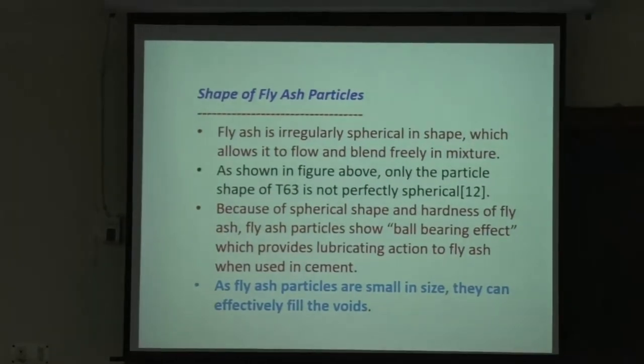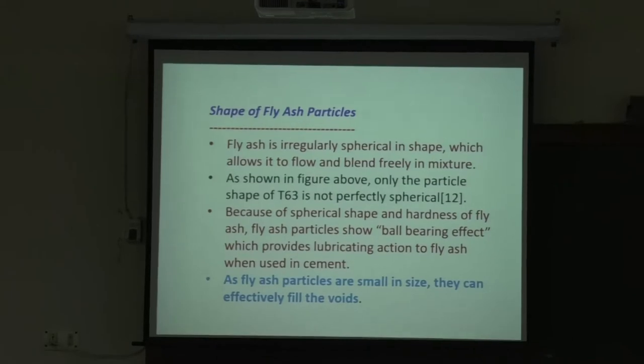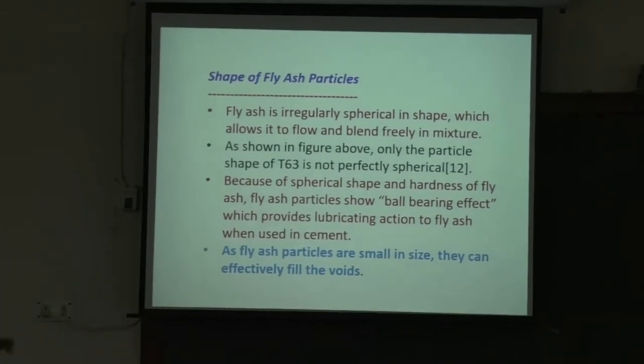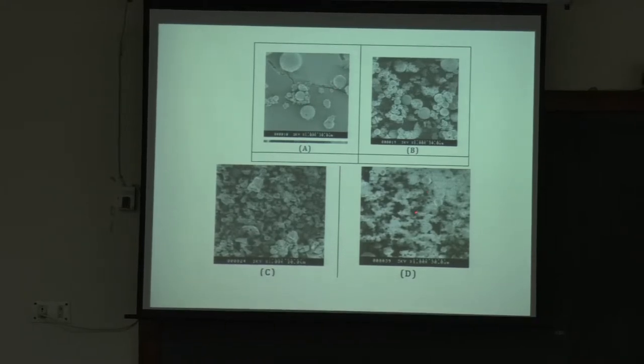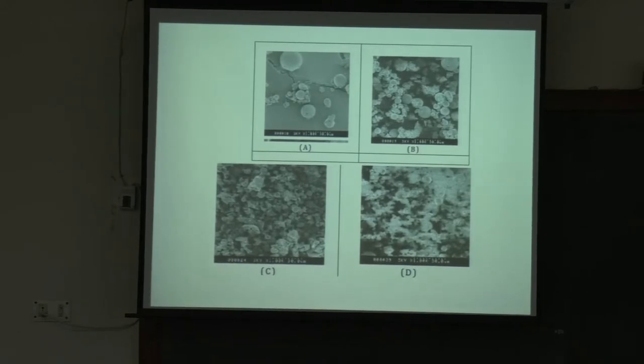Shape of the fly ash particles. Now, fly ash is irregularly spherical in shape, which allows it to flow and blend freely in a mixture. So, the top one, you will see that they're quite spherical, beautiful spherical particles, of different sizes. And here also they are blended together, but in general they are all spherical. Can you see spherical particles? And if they are spherical, that means they flow smoothly. It just doesn't get stopped there. So if there is a certain hole, that size of the hole is just good enough for it to go through under pressure. Things flow, right? Under normal conditions. So these particles are also spherical, but they're much smaller.